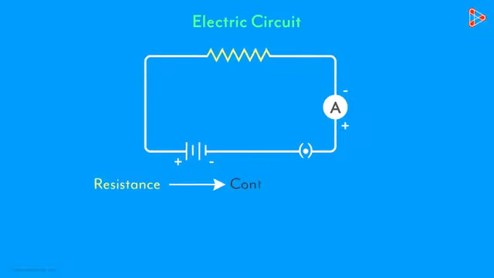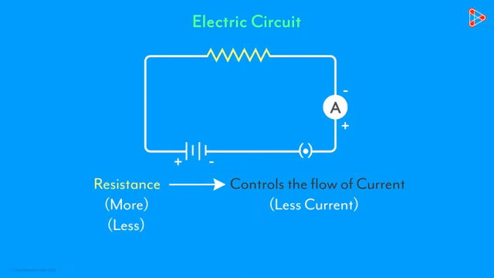You remember what resistance is in an electric circuit? It is something that controls the flow of current. If it's more, then the current reading will be lower, and if it's less, then the current reading will be higher. It's inversely proportional to the current.